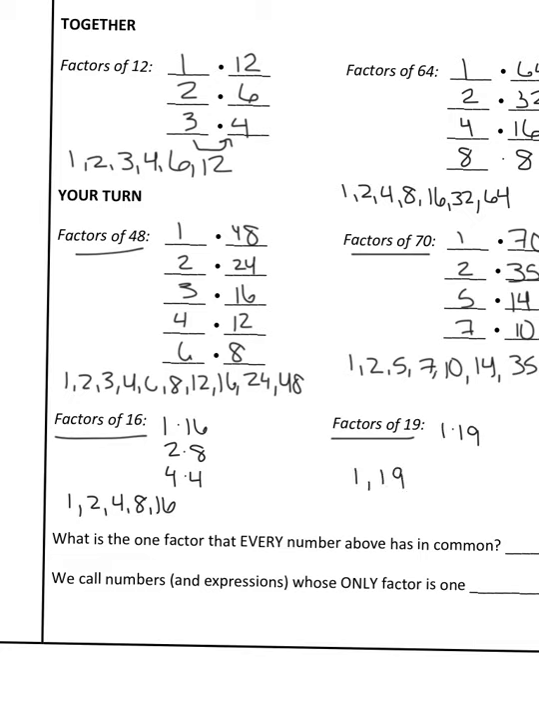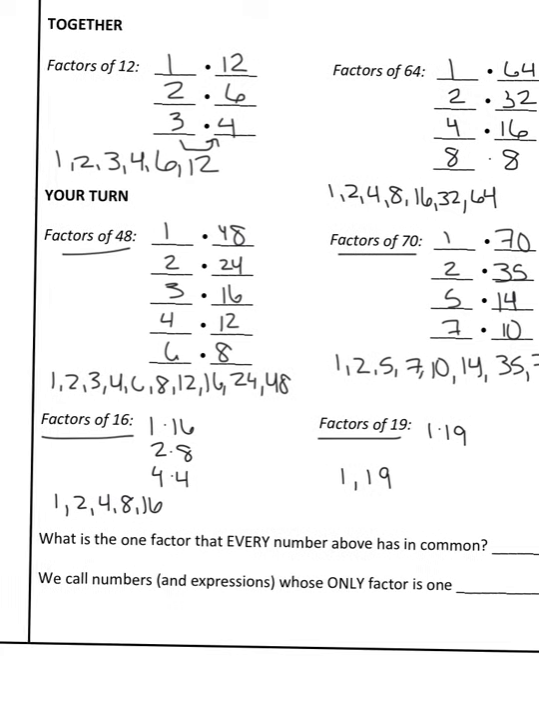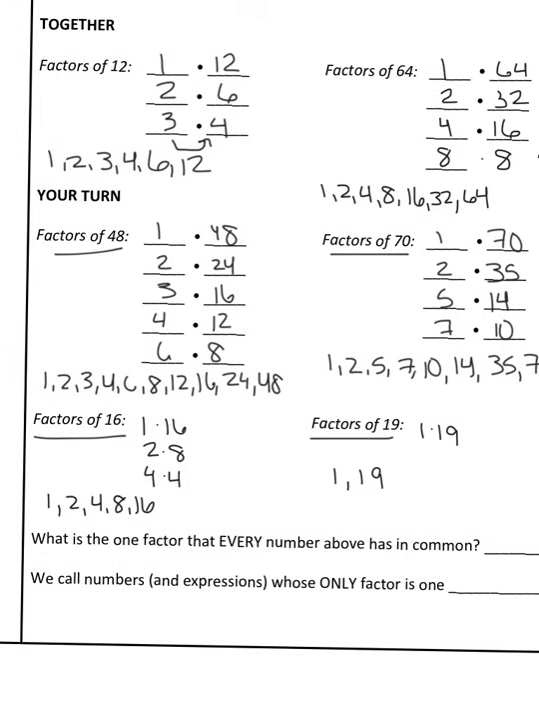So down below here, I asked you, what is the one factor that every number above has in common? So this one factor that they all have in common is the number 1, right? Every single one of these has a factor of 1. Always. Everything can always be divided by 1, right?